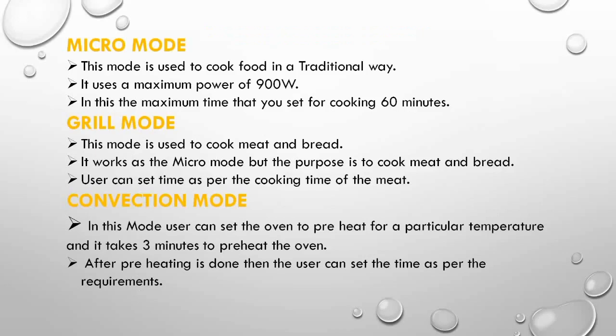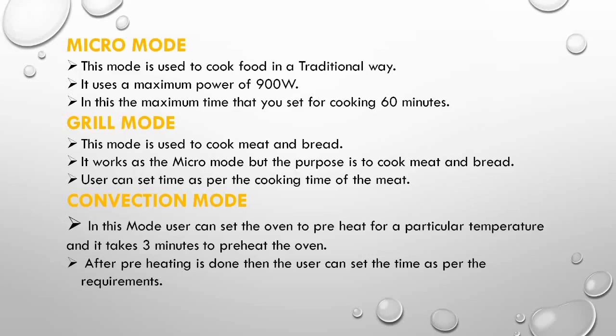It uses a maximum power of 900 watts. In this mode, the maximum time you can set for cooking is 60 minutes. The grill mode is used to cook bread and meat. It works like the micro mode, but the purpose is to cook meat and bread. The user can set the time as per the cooking time of the meat.